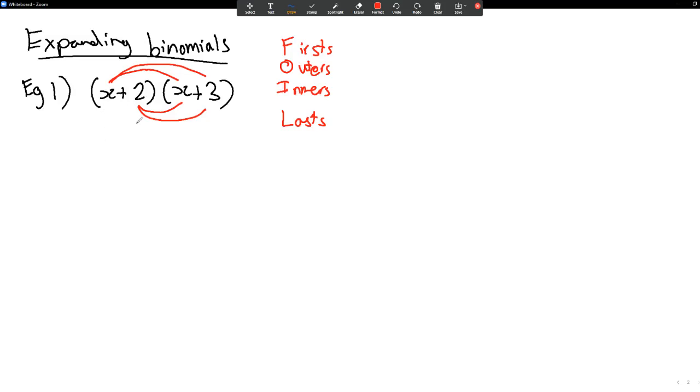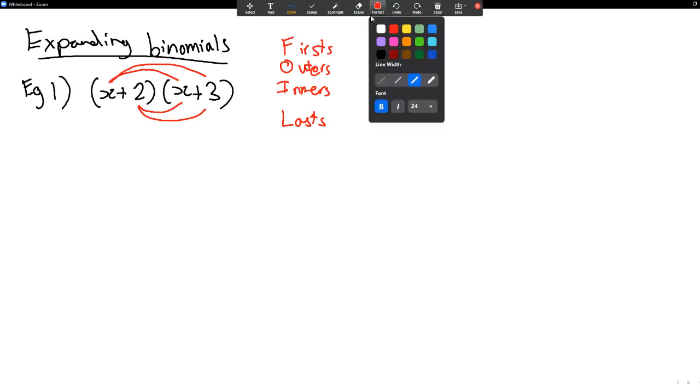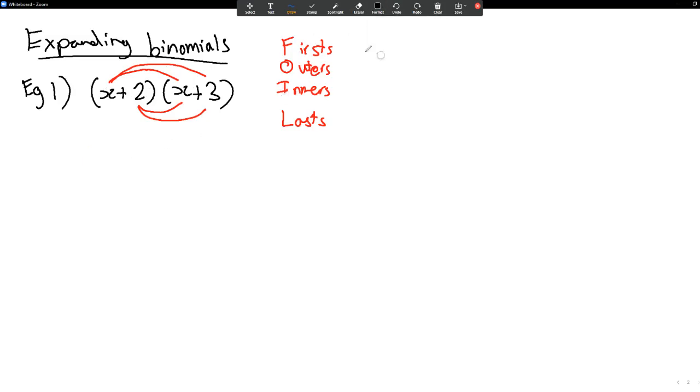So here what we can do is now we just add all of these terms. So we get the first, so x times x, which is x squared. And then we have the outers, which is 3 times x. So we have plus 3x. The inners, which we have 2 times x. And then the lasts, which is 2 times 3.